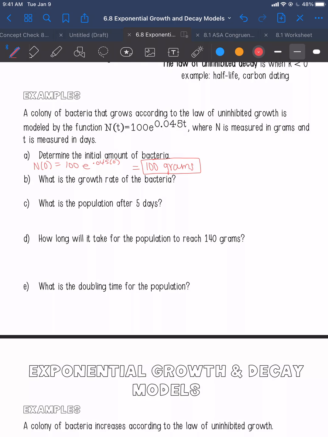Next, what is the growth rate of the bacteria? The growth rate is the 0.045, which would be a 4.5% growth rate. And we know it's a growth because it is greater than 0. What is the population after 5 days? We're just going to find N of 5. So we're letting t equal 5 here. So 100 times e to the 0.045 times 5. You can plug that into your calculator. And we get about 125.2 grams.